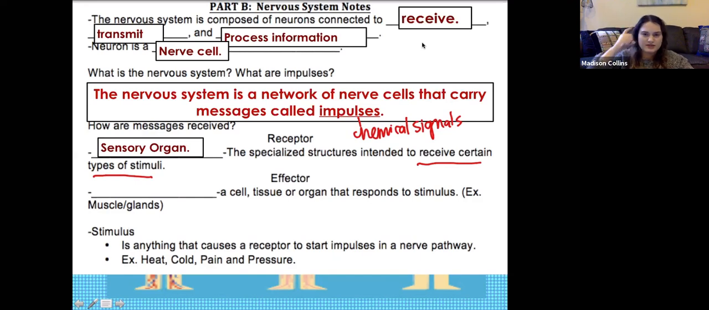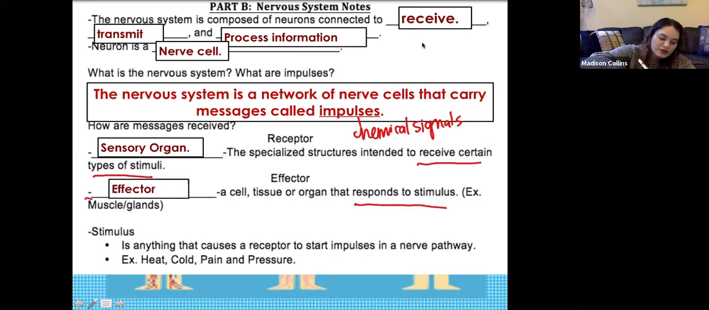And then we've got effectors, and effectors are going to respond to the stimulus. So I wrote effectors, but you need to know that these are things like muscles and glands. So this is what's doing the action.